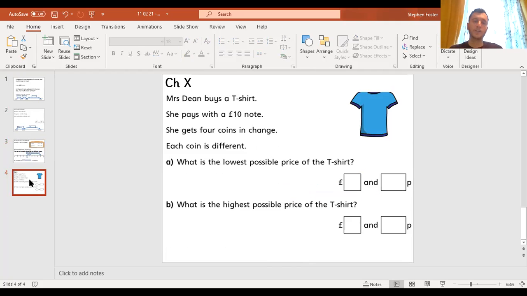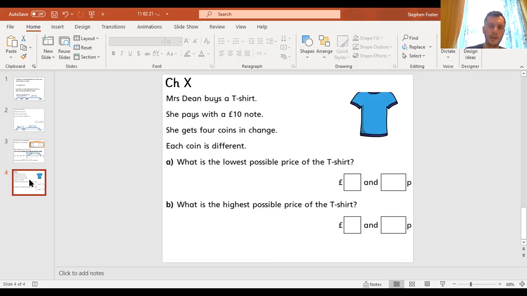Last question, challenge X if you want to push yourself for a tricky one. Mrs. Dean buys a t-shirt. She pays with a £10 note. She gets 4 coins in change, but each coin is different. So you can't have 2 5p's or 4 5p's. They've all got to be different coins. So what is the lowest possible price of a t-shirt? And what is the highest possible price of the t-shirt?